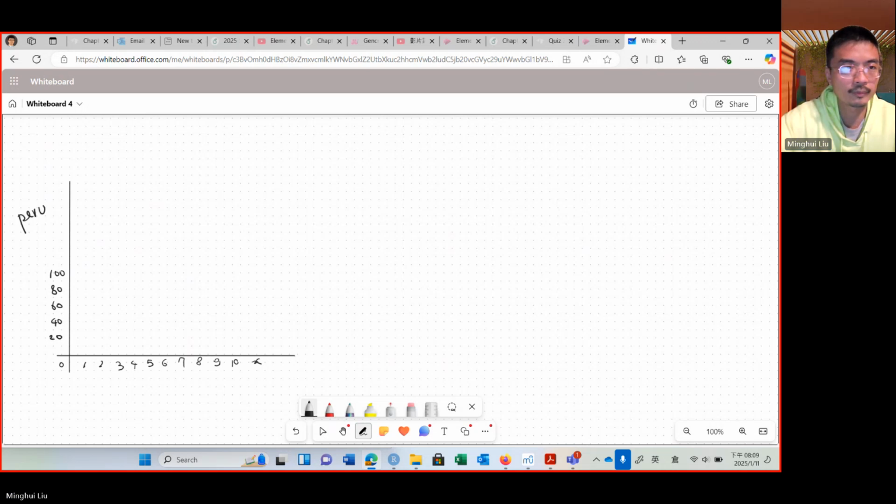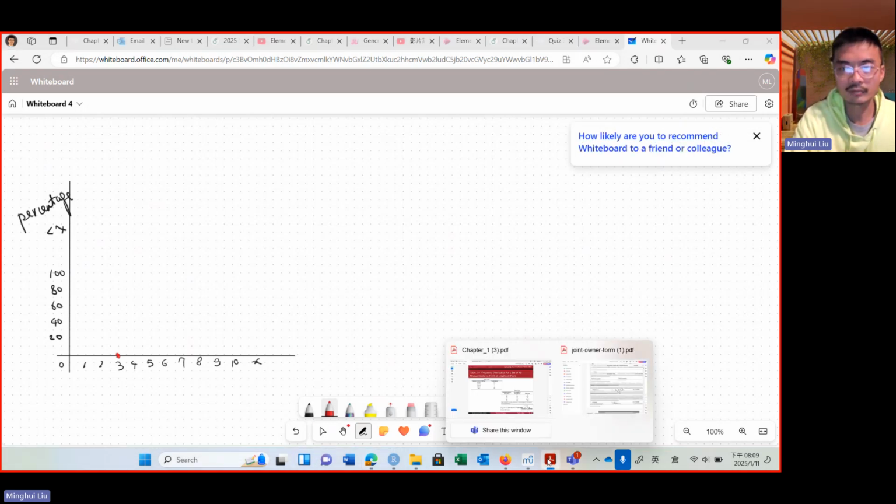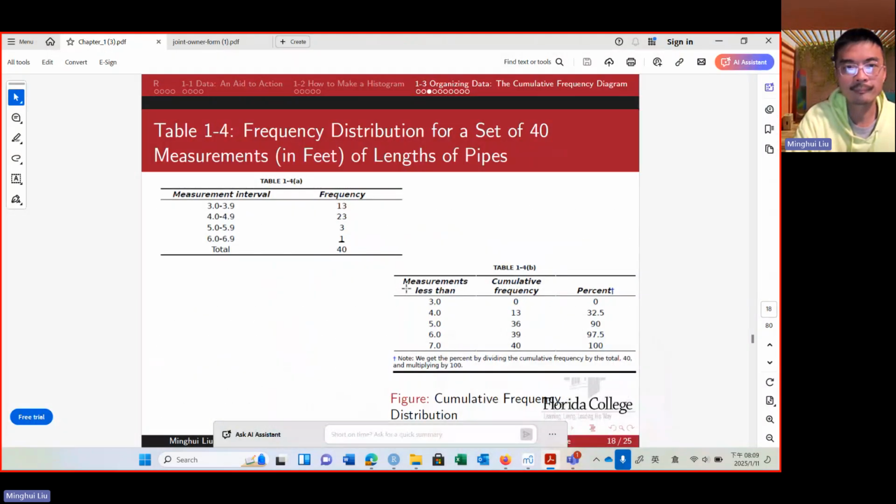of those pipes that are less than X. So first of all, based on the previous table, nothing is less than 3. So here at 3, the cumulative frequency is 0%. And then at 4, the cumulative frequency, which is calculated, now increases from, let's see, up here, look at this one, from 0% to 32.5%.